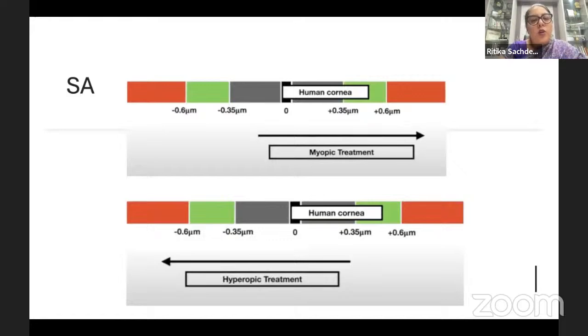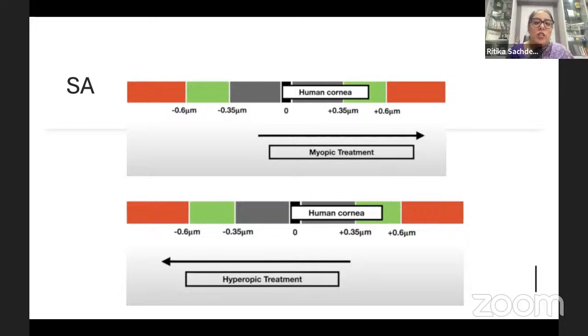So a normal human cornea gets more positive spherical aberration from a myopic treatment. What happens after a hyperopic treatment is that you're making the center steeper. So in such a cornea, the central rays will come to a focus before the peripheral rays. So you are inducing a negative spherical aberration.